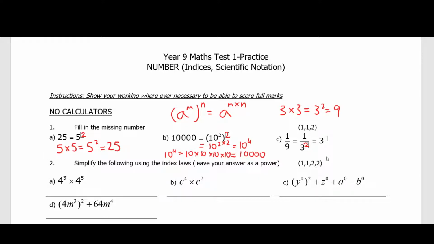All right. And that's the same as 3 to the power of negative 2, because 1 over n to the m equals n to the negative m. All right.